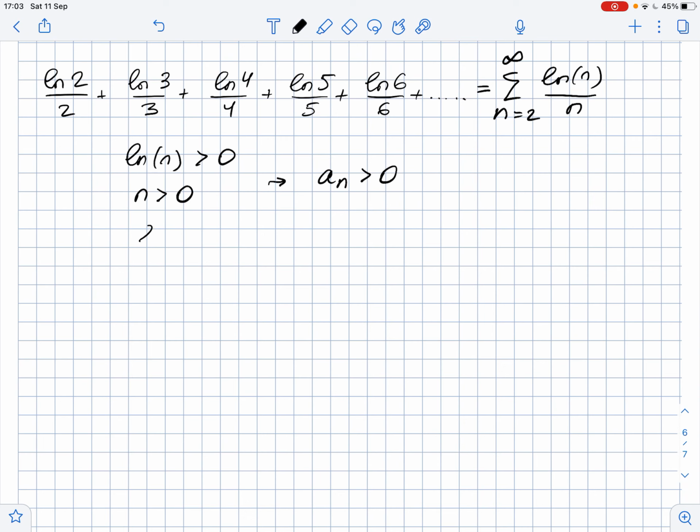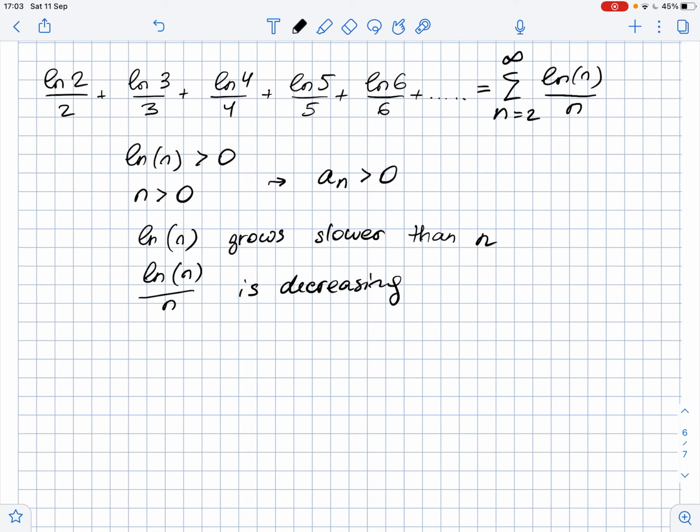We also know that ln of n grows slower than n. So that means that ln of n over n is decreasing. Since both of these conditions are satisfied, that means that the integral test can be applied. So if the integral converges to a real finite value, then the series converges. If the integral diverges, then the series diverges.